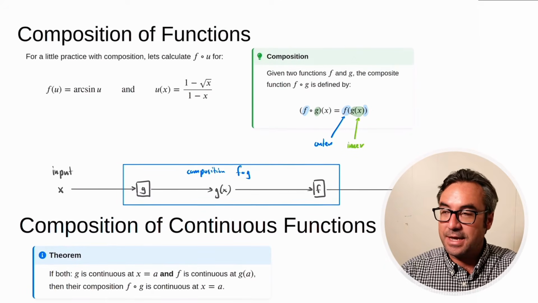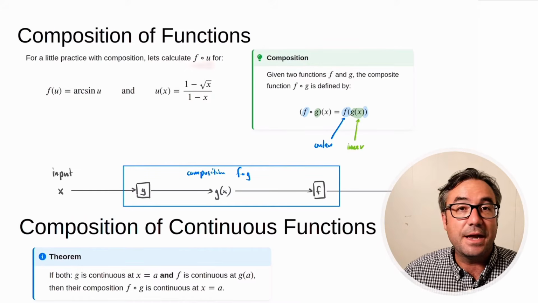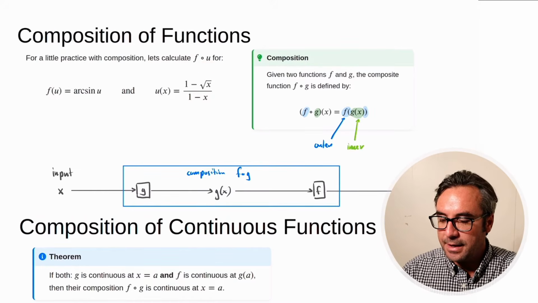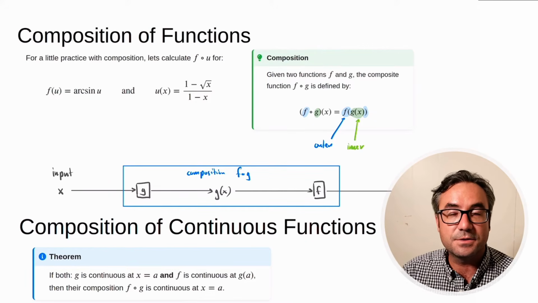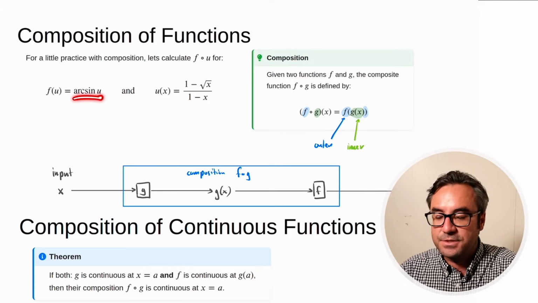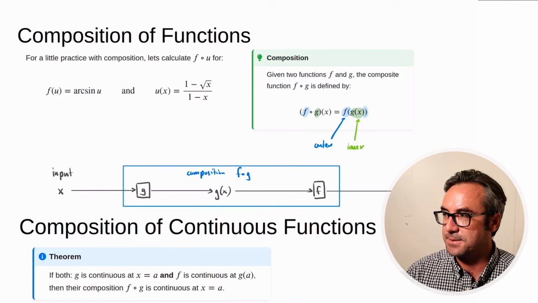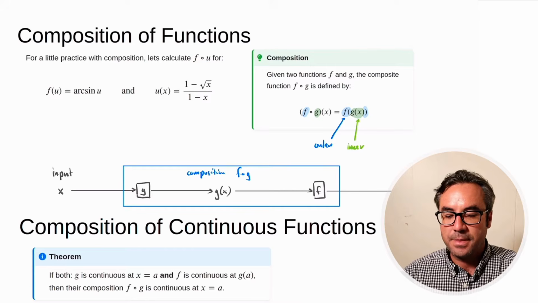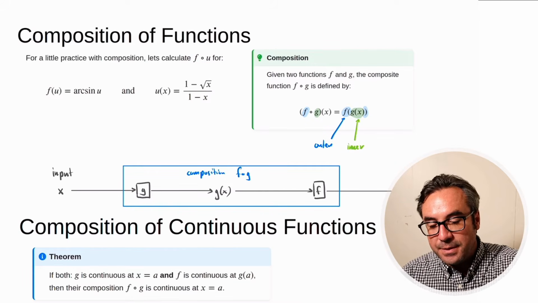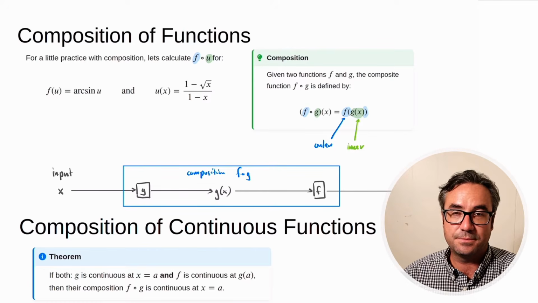So let's try an example here just to see how composition works. We're going to calculate f composed with u, and our function f of u is the arc sine function, or inverse sine of u. And then our u of x function is 1 minus square root x over 1 minus x. And we want to calculate f composed with u. So again, f is going to be the outer function, and u here is going to be the inner function.